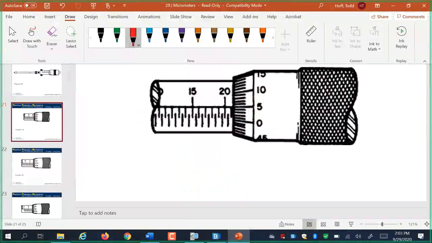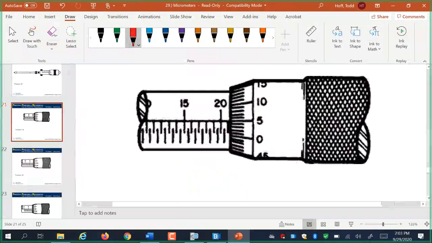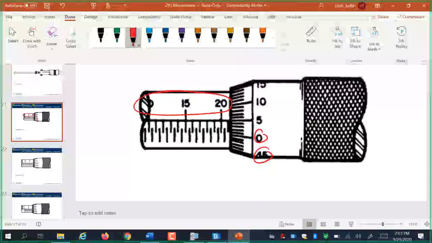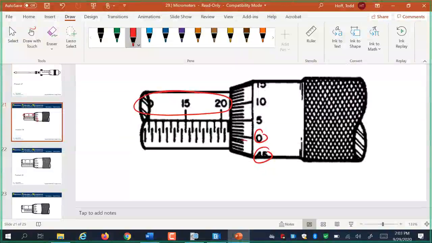Well, let's look at the millimeter micrometer. We can tell the difference between the millimeter and the inch. As we said, the inch is numbered in ones as we go up through here. This is numbered in fives. So 0, 5, 10, 15, 20. On the thimble, the inch one went from 0 to 20, technically 0 to 24, and then wrapped to 0. This goes from 0 to 45. Technically, it's from 0 to 49, and then it wraps to 0.